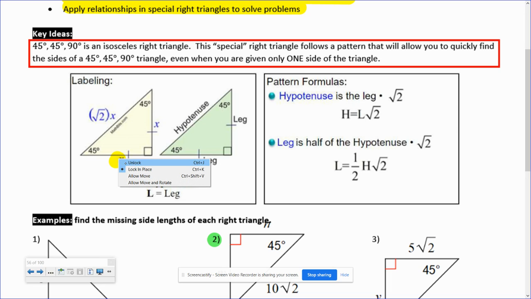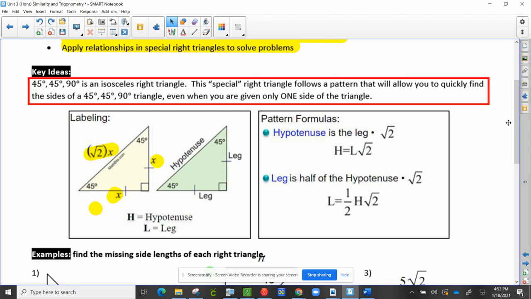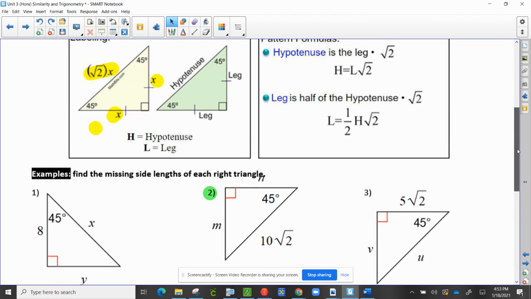So let's just call those x. Okay, x and x. The relationship that the legs have with the hypotenuse is the hypotenuse is always going to be x times root 2. This kind of shows you little patterns on how to find things as well. But if you just remember this relationship, the legs are x, the hypotenuse is x times root 2, you should be able to find any side length of the triangle. So let's look at some examples and we'll put this formula to use here.